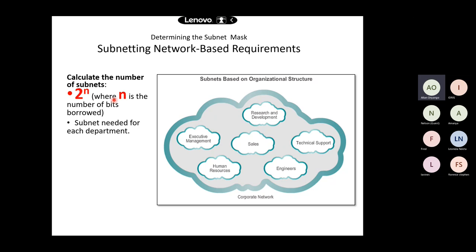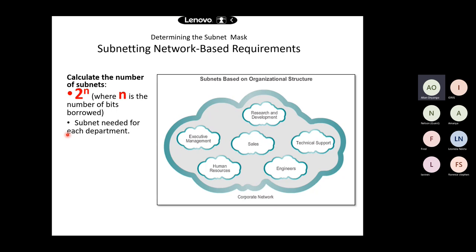N is the number of bits borrowed. For the host, I think I added the number of bits remaining after reserving.